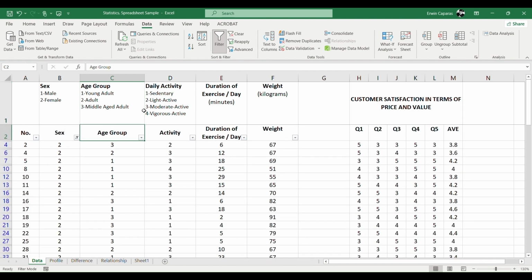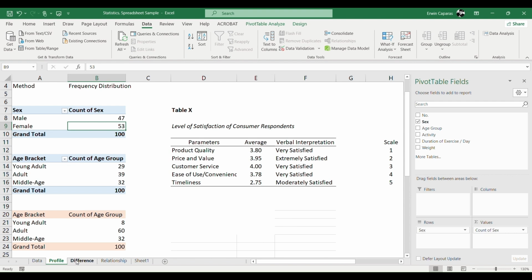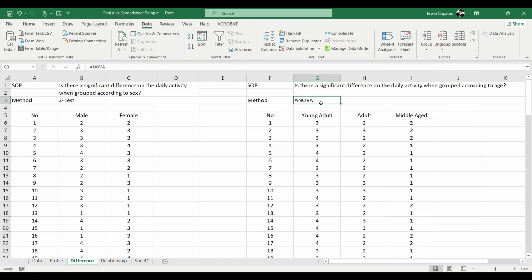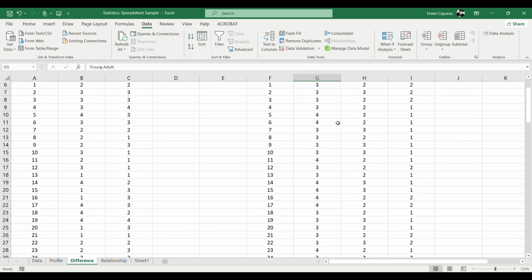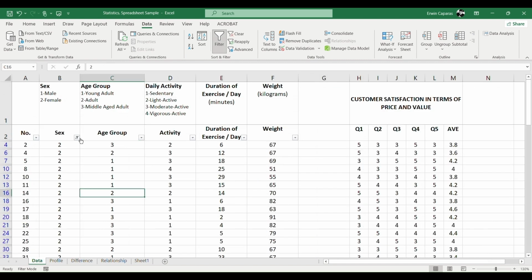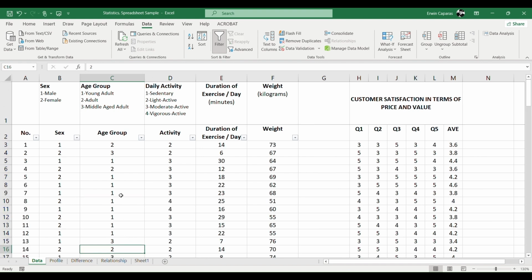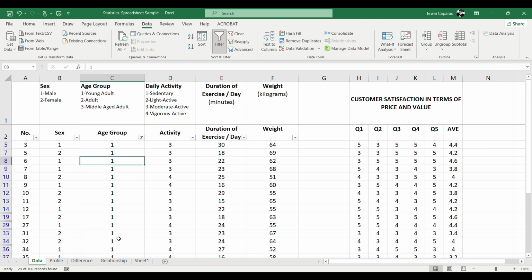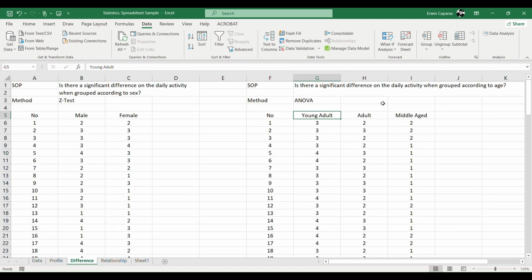Okay. So what we can do, okay, for three or more groups of responses, then we can use what we call the analysis of variance. Okay, so it is used for three or more group of responses. Okay? So how do we get the data? Again, we try to filter, okay, our data, not in sex, but now in the age group. So, filter natin yung number 1, and then we copy the, ano yung hinahanap kanina? The daily activity, okay?